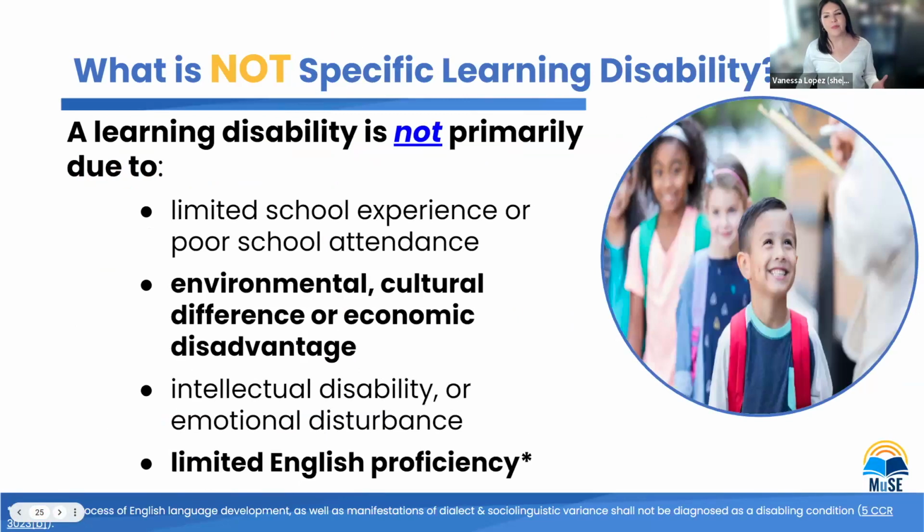So just as it is important for us to know what it is to have a specific learning disability, it's important for us to also know what is not a learning disability. Okay, so these are exclusionary factors, right? So limited school experience or poor school attendance, that is not a specific learning disability.